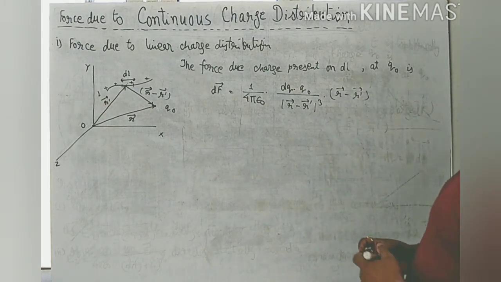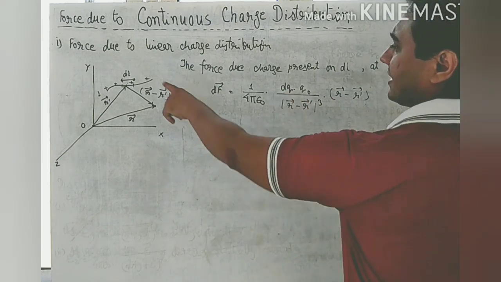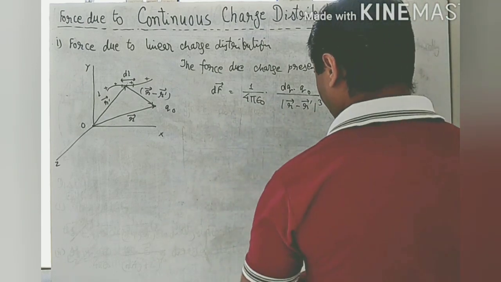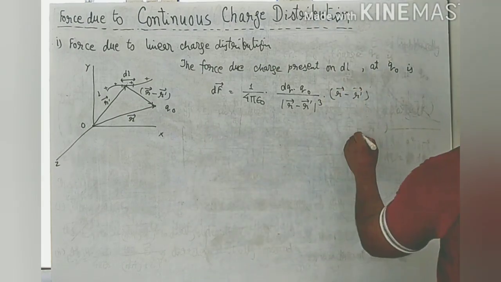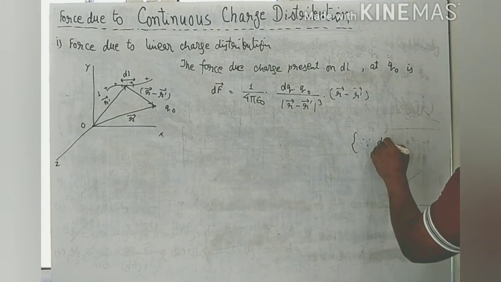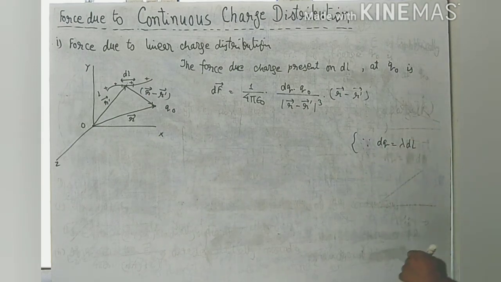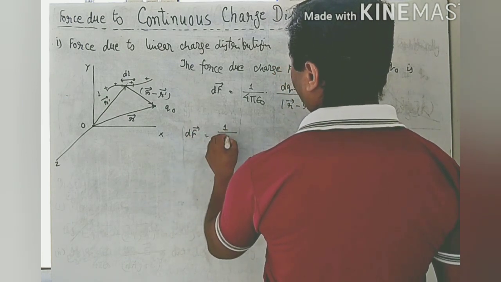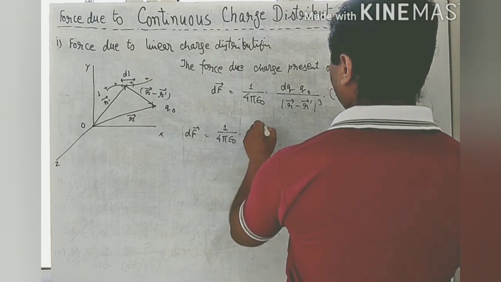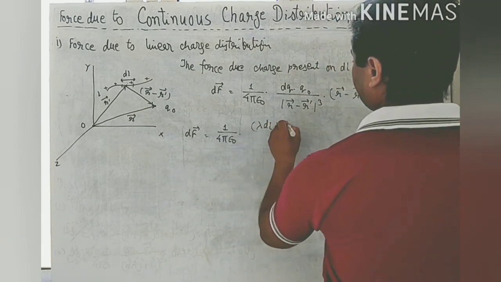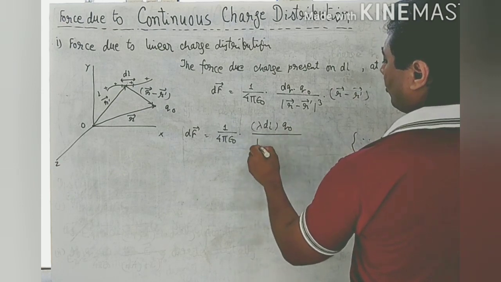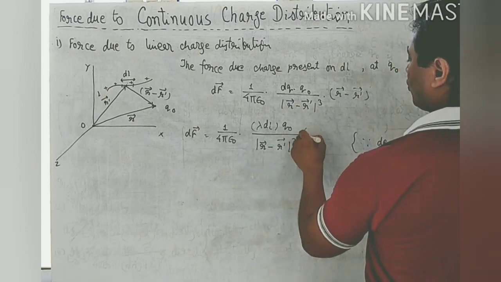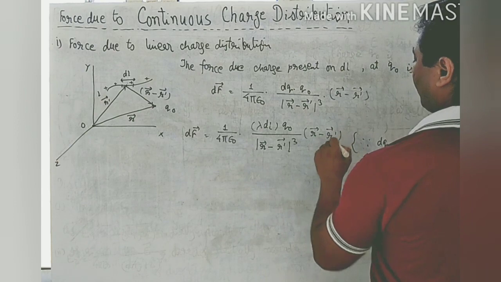Now as we have this dq as lambda dl there, by integrating both the sides we can have the total force. So we write now, since dq equals lambda dl, we have dF equal to 1 upon 4 pi epsilon naught, lambda dl into q naught upon mod of vector r minus vector r prime cubed, into vector r minus vector r prime.